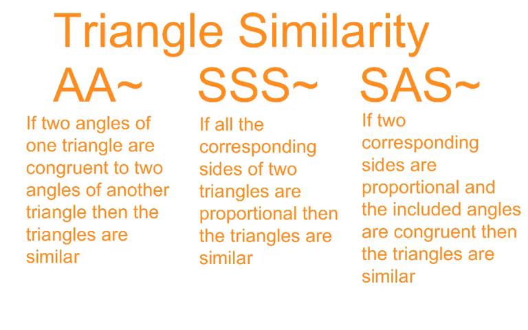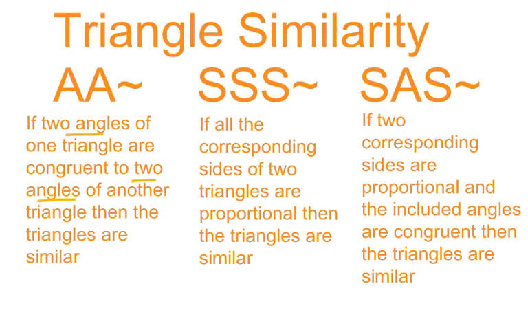In this video, we're going to prove how two triangles can be similar. There are three possible ways to choose from. The first way is angle-angle similarity. If two angles of one triangle are congruent to two angles of another triangle, then the triangles are similar.